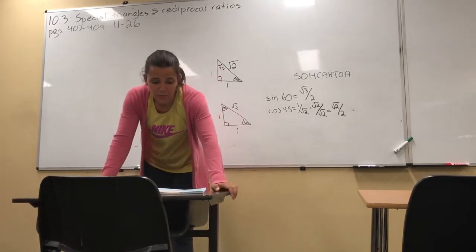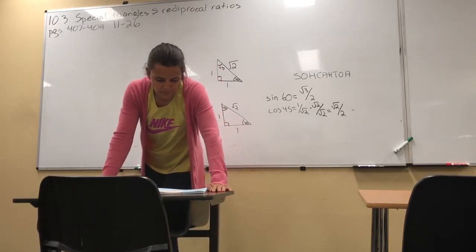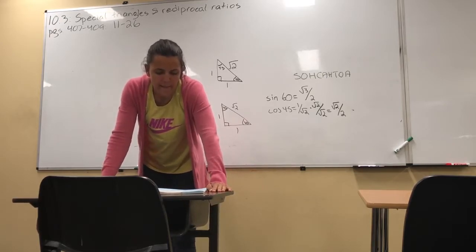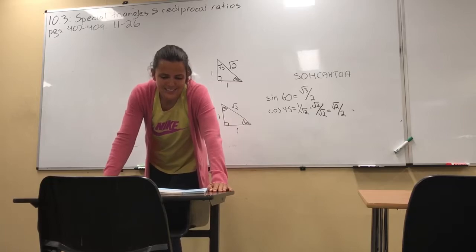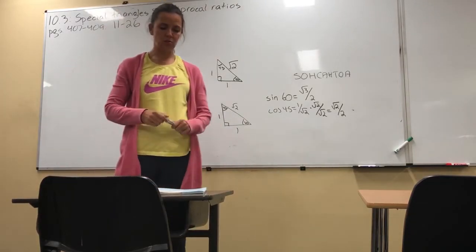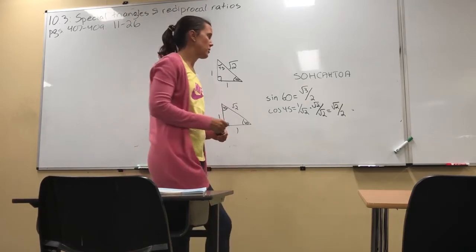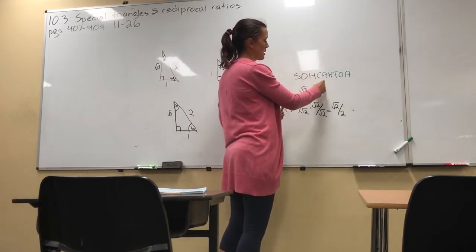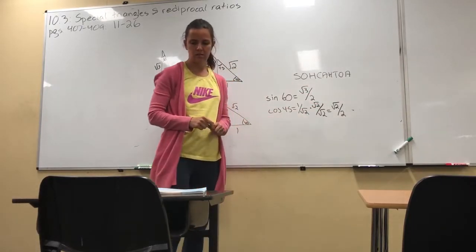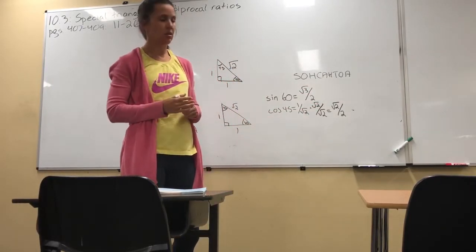Now, we have 3 new terms, which you should also be able to plug into your calculator. You have cosecant, secant, and cotangent, and those are just the inverses. Okay, so the cosecant is the reciprocal of the sine, the secant is the reciprocal of the cosine, and the cotangent is the reciprocal of the tangent. What does that mean?